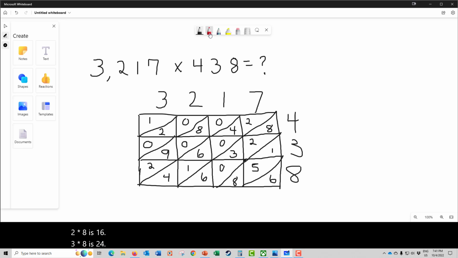Adding on the diagonals, we have here just 6. Our next diagonal of 1 plus 5, that's 6. 6 plus 8 is 14. Carry the 1. 1 plus 8 is 9. 9 plus 2 is 11. 11 plus 3 is 14. 14 plus 6 is 20. So that's 0 down there, and carry the 2.